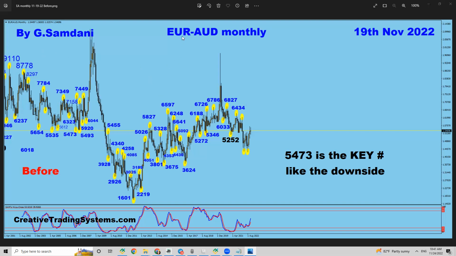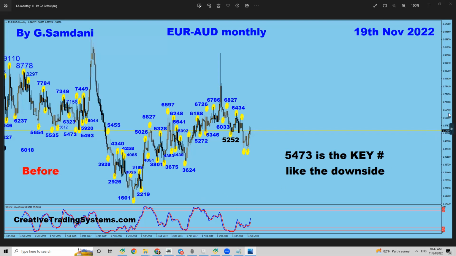So let's get started. This is the monthly chart I made for my subscribers. Every weekend I make new charts, according to my analysis. This is the monthly chart I made on the 19th, and I said that 5473 is the key number on the downside, meaning below this number, it will go down. The price was right there at the time, you can see 5469.